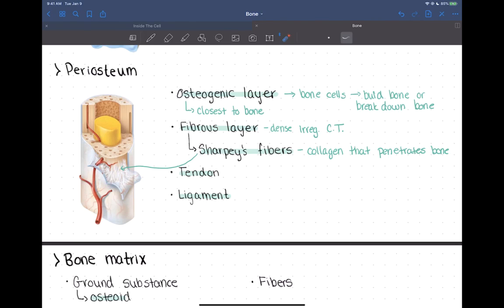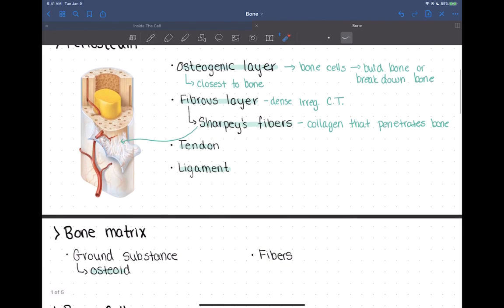All right. Okay. And so then kind of relating to this, we mentioned that one of the important functions of the periosteum is that it is where tendons and ligaments attach to bones. Okay. So a tendon, again, is going to connect muscle to bone. All right. And a ligament is going to connect bone to bone. So that's the difference between a tendon and a ligament.